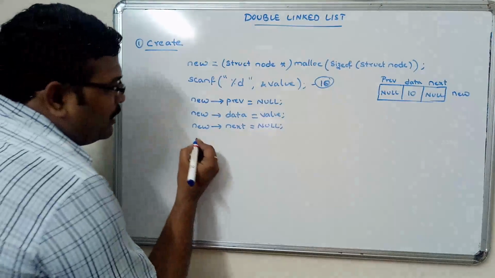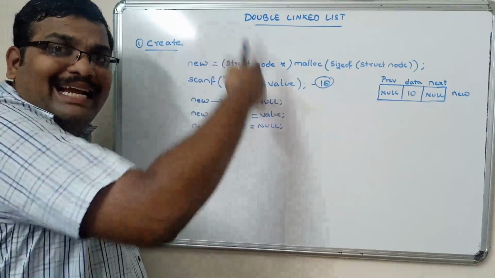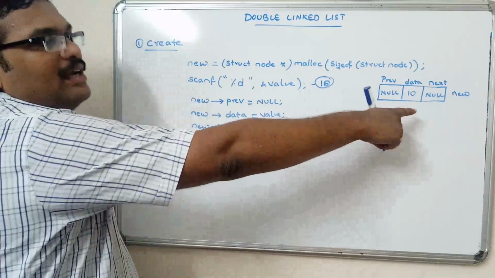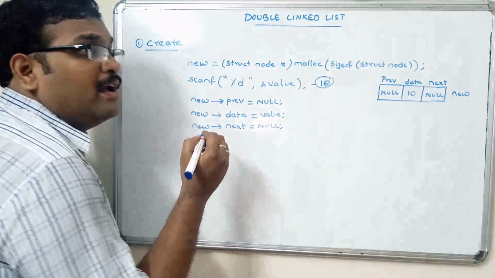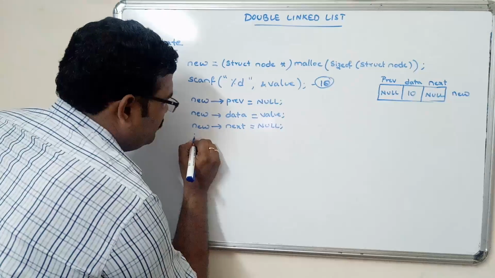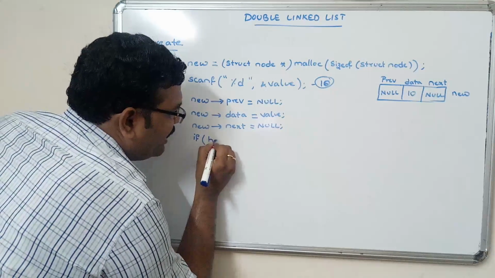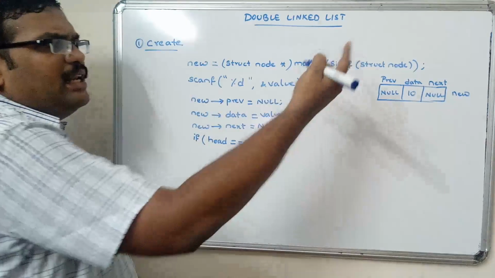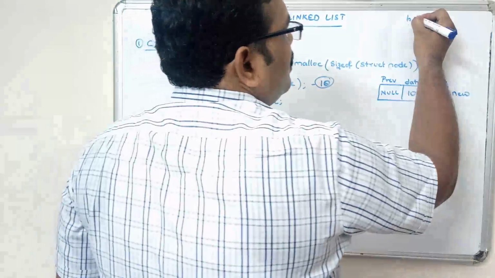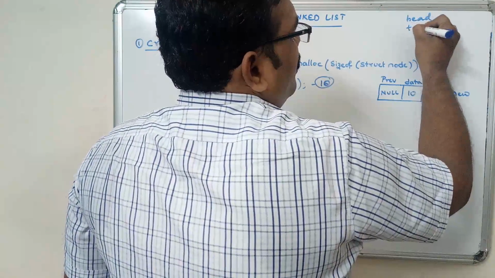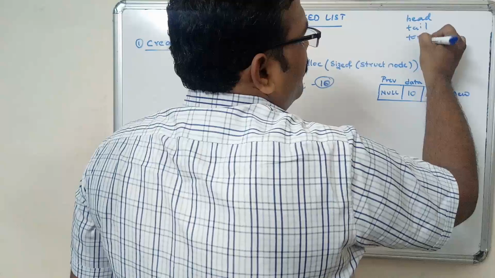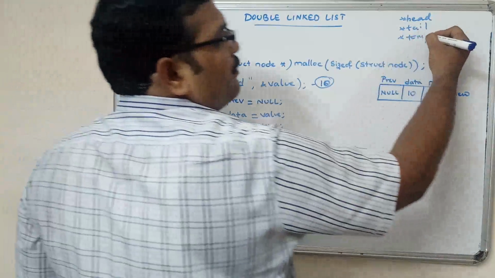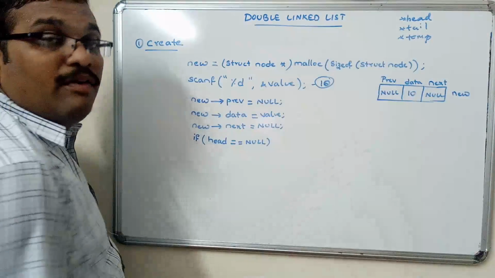Now, in the second iteration, we have to read another value, then we have to place the address in the next. So that's why here we will check the condition. See, if head is equal to null, so initially consider the head. So we have to consider the nodes head, tail, temp. All are pointer variables, similar to our new.